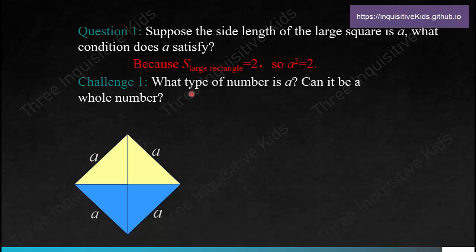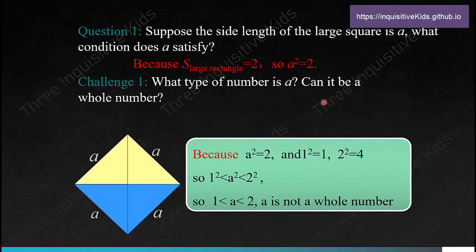Challenge 1. What type of number is A? Can it be a whole number? Now I want you to ask yourself that question for a moment. Well, because A squared equals 2, and 1 squared equals 1, 2 squared equals 4, so 1 squared is less than A squared, which is less than 2 squared. So 1 is less than A, which is less than 2. So A is not a whole number.